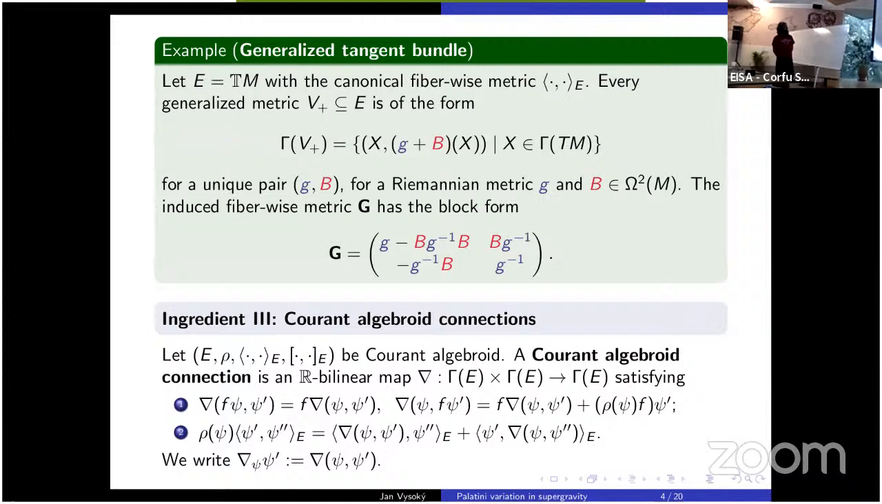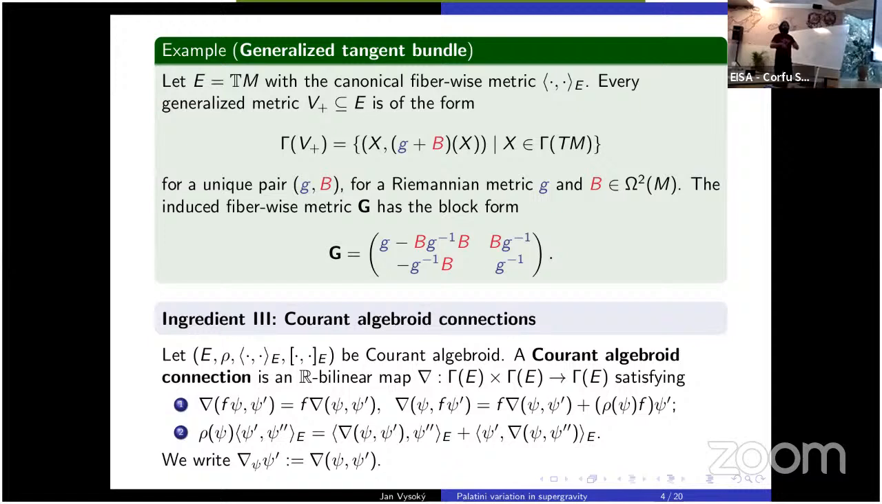And again, simple example. So if your E is just TM plus T star M, with this canonical fiberized metric, then every generalized metric on V plus is always of this special form. So the sections of this V plus are always kind of graph of some map from TM to T star M. And if you decompose this map onto a symmetric and skew symmetric part, then g has to be positive definite metric on M. So therefore it's a Riemannian metric, and this skew symmetric part is B, a two form. And if you calculate this fat capital G, this fiberized metric, and you write it in a block form in TM plus T star M decomposition, then it looks like this. So this is of course well known for string theorists, appears, for example, in Hamiltonian of a Polyakov string.